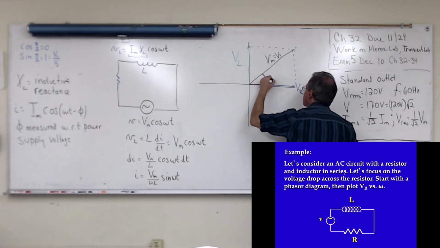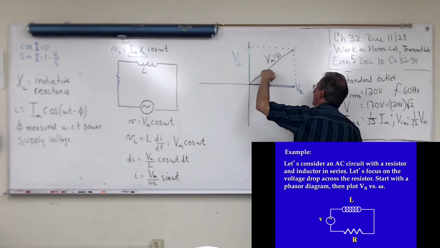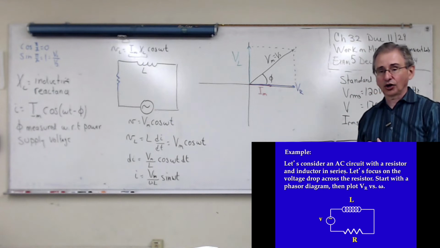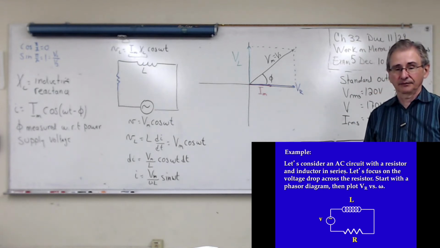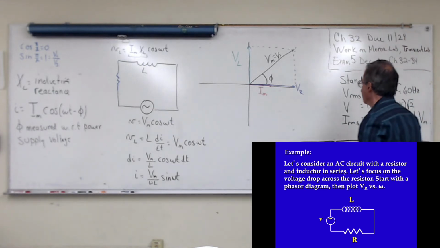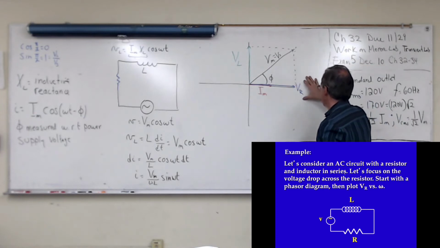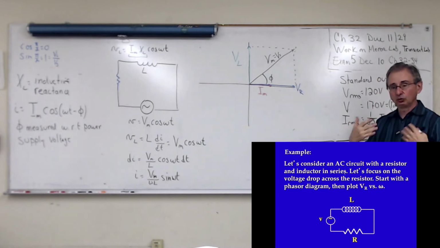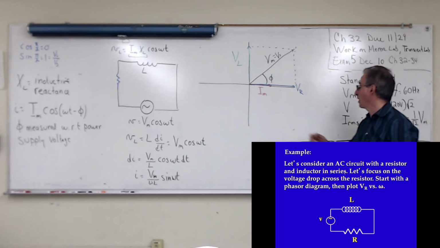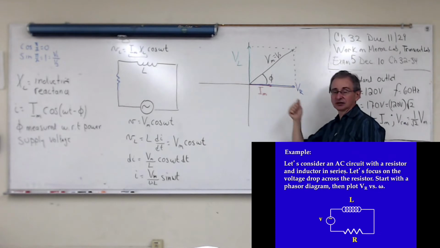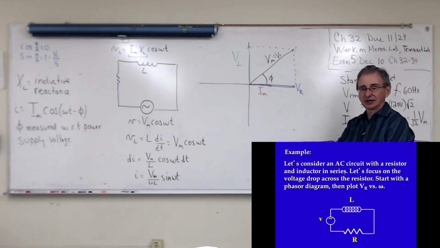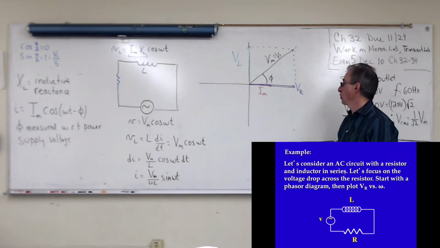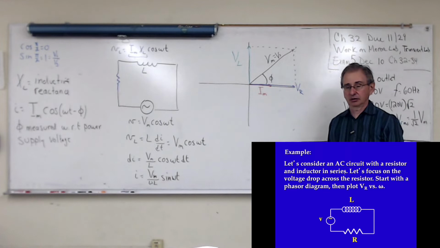This is the phase angle between the power supply voltage and the current through the resistor. It's also the phase angle between the power supply voltage and the voltage through the resistor. When I draw my phasor diagram, I always draw this with I horizontal. I don't care what omega times time is. It just makes it more convenient for me to draw the picture.